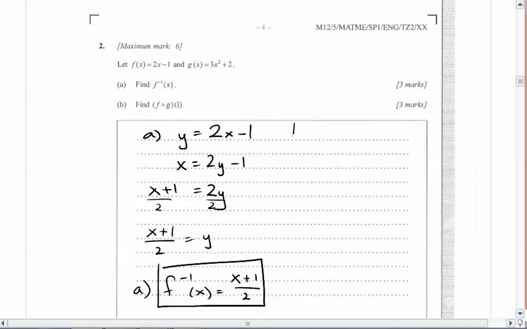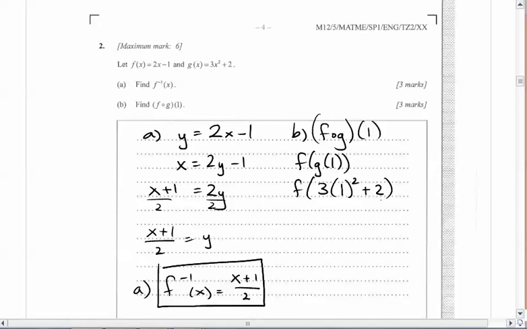Now for part B, we want to find the composition function, f of g of 1. This terminology just means f of g of 1. The first thing is to plug the number 1 in for x in g's function. So instead of x, I put the number 1 in g's function, and 3 times 1 plus 2 is 5. Now I'm going to put the number 5 into f's function. Instead of x, I put 5. 2 times 5 minus 1 is 9.